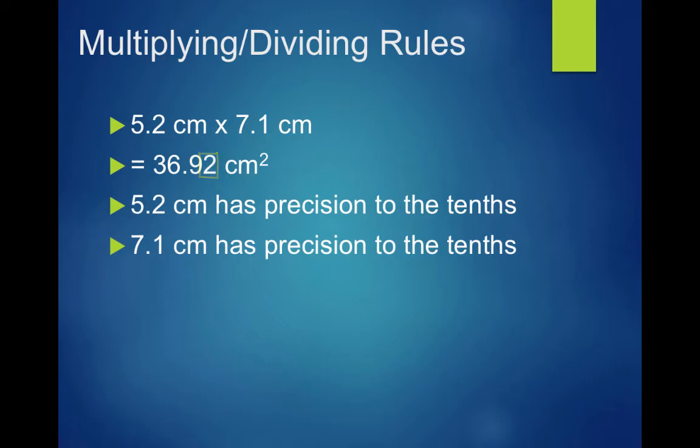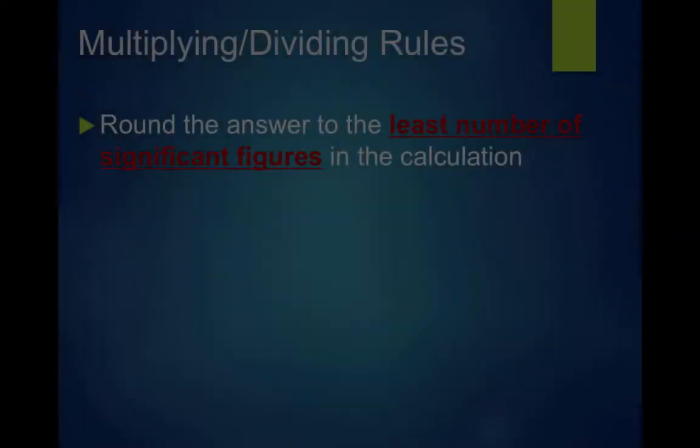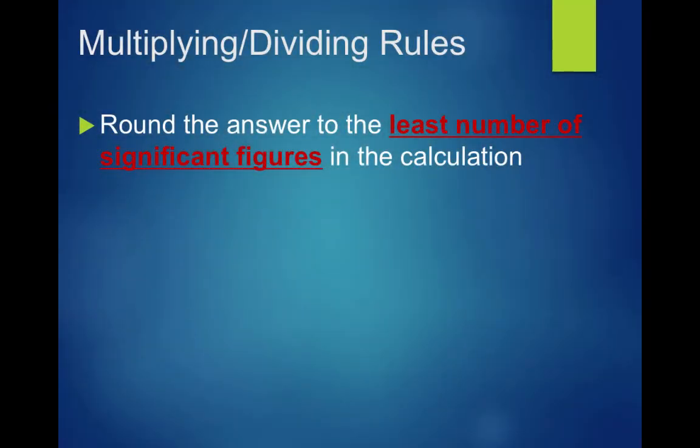How can this be? The rule for multiplying and dividing with sig figs is to round your final answer to the measurement with the least number of sig figs. Since 5.2 and 7.1 both have 2 sig figs, our final answer is 37. When multiplying or dividing your sig figs, round your answer to the least number of sig figs in your calculation. Remember to use your rounding up or rounding off rules that you learned from earlier lessons.